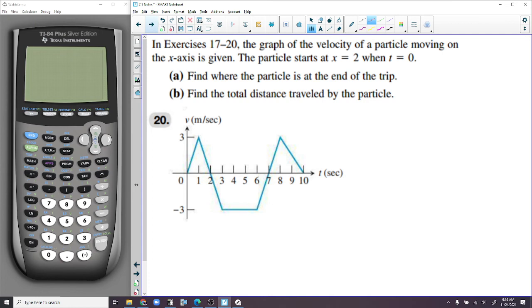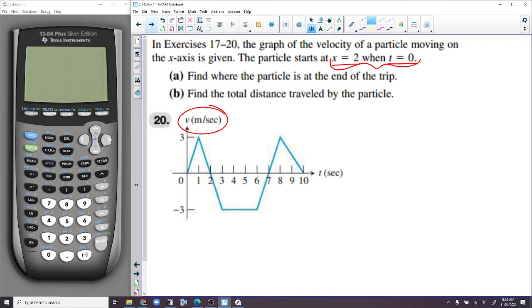The graph of the velocity of a particle moving on the x-axis is given. The particle starts at x equals 2 when t equals 0. All right, so there's your initial values. So there's the initial position when the time is 0. Find where the particle is at the end of the trip. Well, this is the velocity. So here's what I want. Where's the particle at the end of the trip?